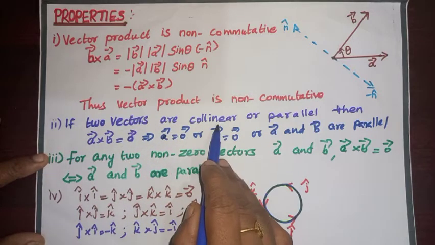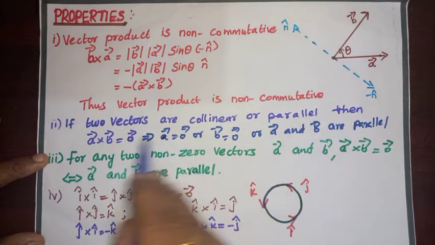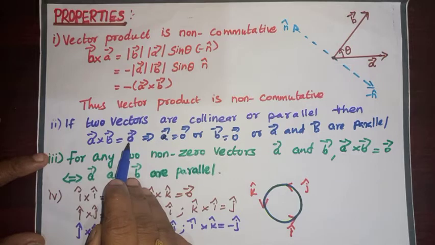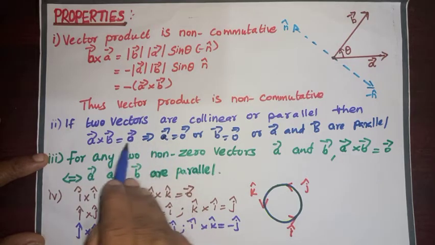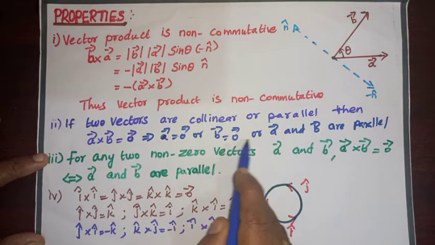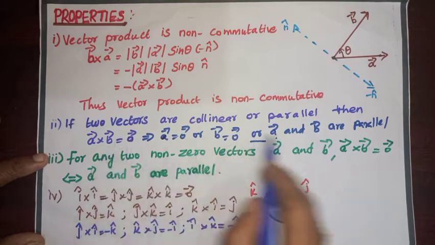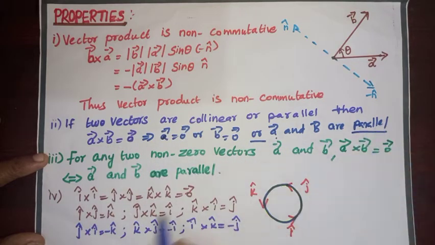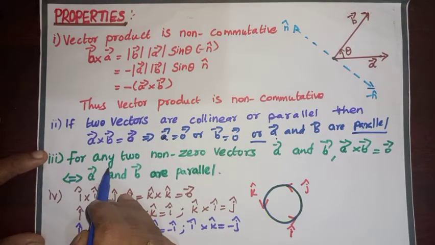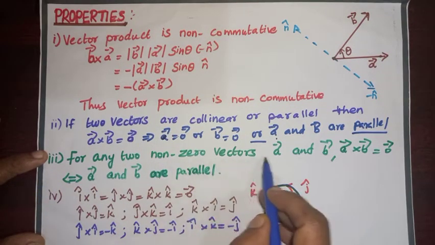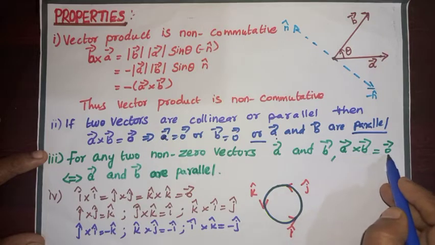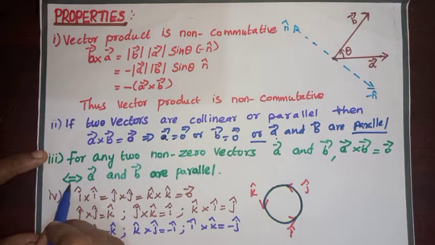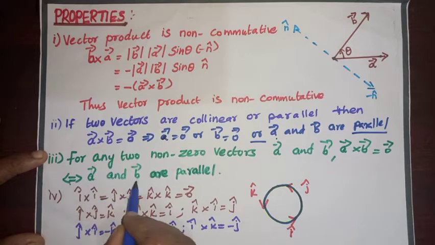If two vectors are collinear or parallel, then vector A cross vector B equal to 0 vector, which implies vector A equal to 0 or vector B equal to 0 or vector A and vector B are parallel. Third point: for any two non-zero vectors, vector A and vector B, vector A cross vector B equal to 0 vector if and only if vector A and vector B are parallel.